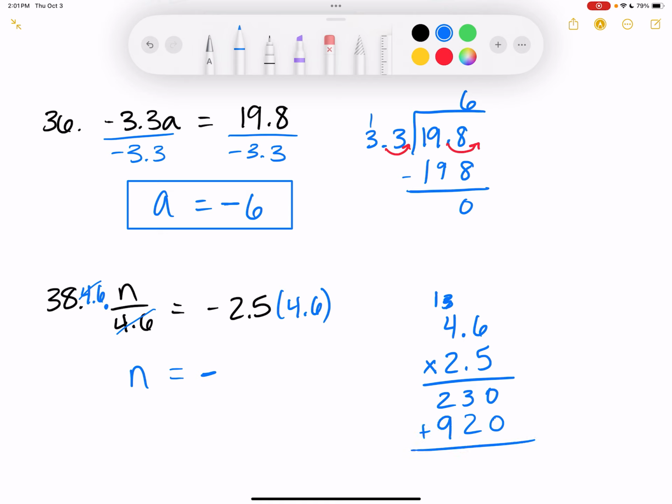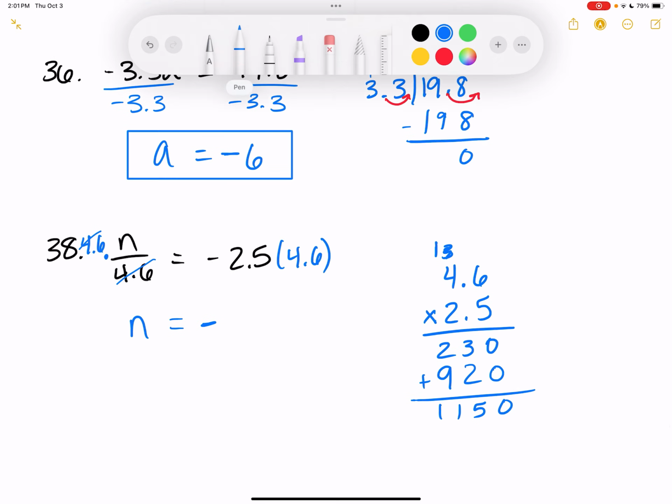0, 5, 11. I have 2 decimal places up here that I started with, so that means that I need to take this imaginary decimal point that's right here and move it over 2 places. So my final answer would be 11.5, but it was negative, so it's negative 11.5. Okay, if you write the 0 that's on the end, that's fine, but you don't need it. It's unnecessary.